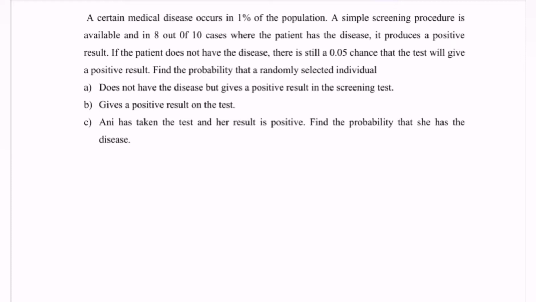So my suggestion is to have a tree diagram. Number one, we must have the disease. So here we have the disease or the complement of the disease. So the probability is 0.01. The rest will be 0.99 for the person that does not have the disease.